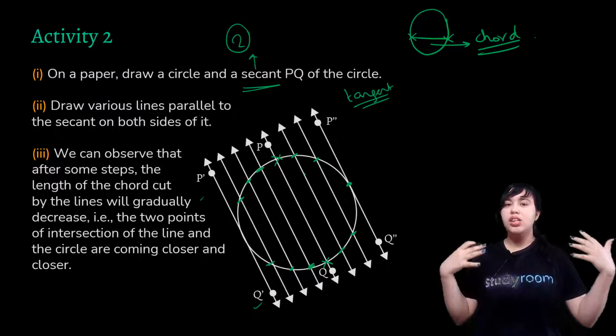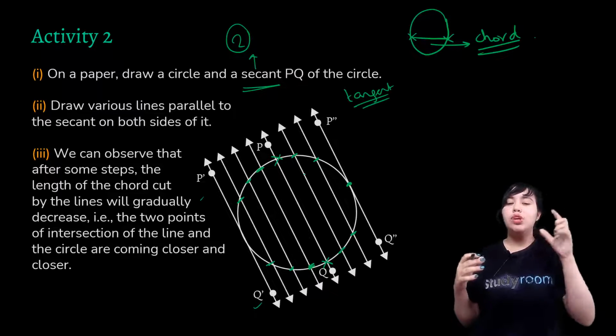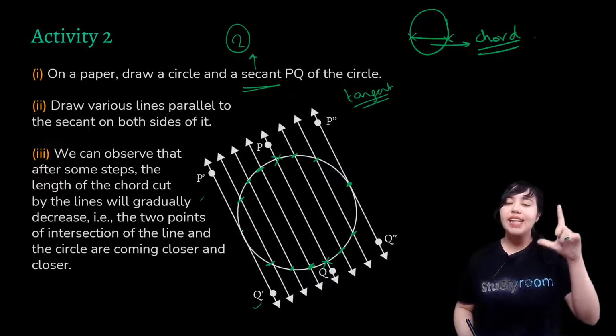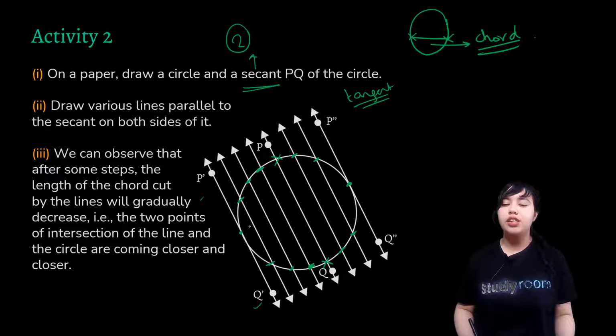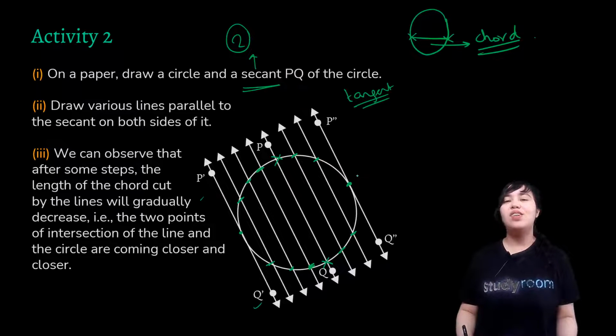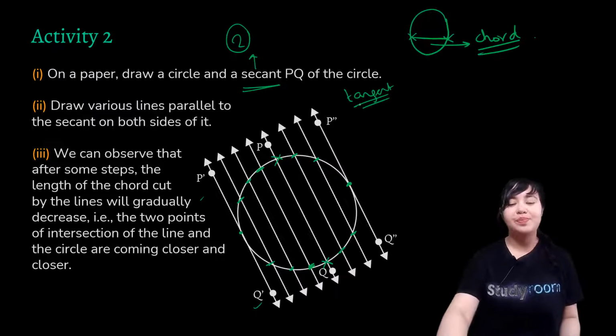So ultimately, we end up getting tangents to a circle if we keep on moving away from the center of the circle, because the length of the chord keeps on decreasing, and ultimately it becomes 0 because that chord, that line segment, diminishes to a point. That common point, let me see how much you remember. What did we say about that common point? What is it called? It is called the point of contact.